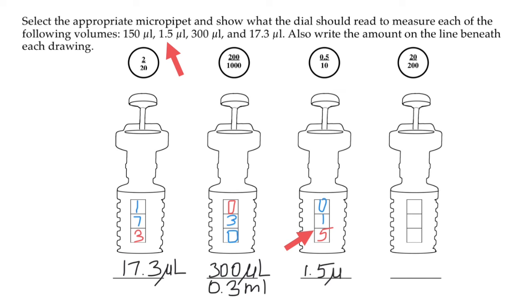1.5 microliters. And the last micropipette, we can take liquids between 20 and 200 microliters. And we only have one volume left, which is 150 microliters. So we just put 150 microliters here, and this is pretty easy. 150 microliters. And this is all for today.